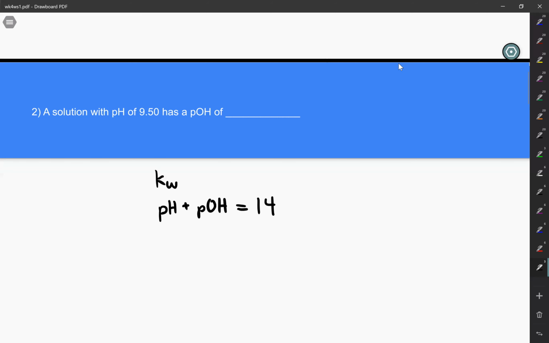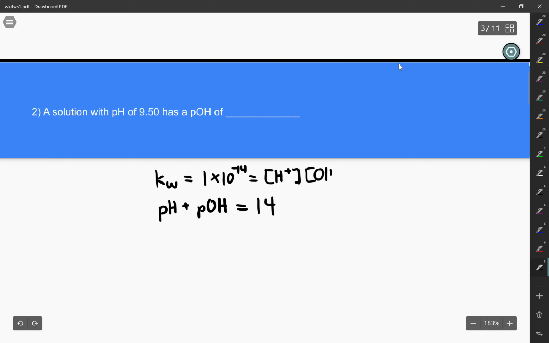This one is probably simpler to use than your Kw, because your Kw is equal to 1 times 10 to the negative 14th, or it's equal to the concentration of H plus, or H3O plus, times the concentration of OH minus that should be present in your solution.